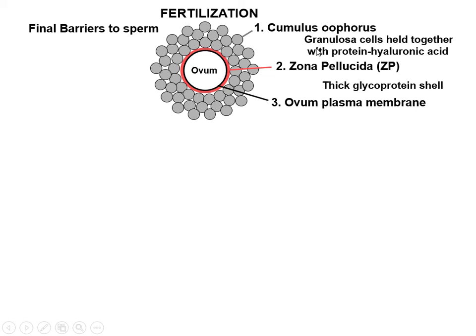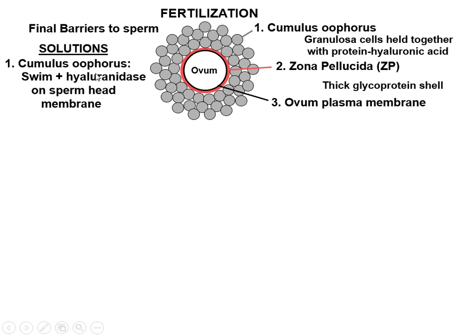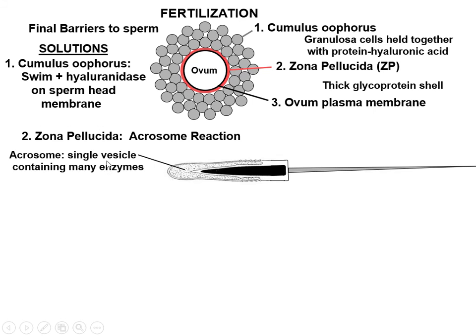Now, the first barrier, getting through it, is accomplished by active swimming. So this is another step in the process where motility is critical. And the sperm have the enzyme hyaluronidase on their membrane, and that breaks down the hyaluronic acid and allows the cells to no longer be quite so sticky. Now, to get through the zona pellucida requires a specific process known as the acrosome reaction.